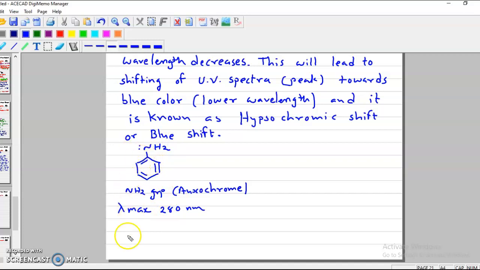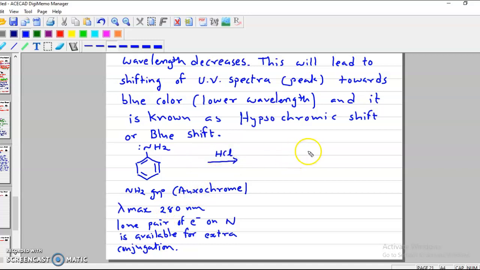Why? Because the lone pair of electrons on nitrogen is available for extra conjugation, and this will decrease the energy and increase wavelength, and that is why absorption of aniline is at 280 nanometer.